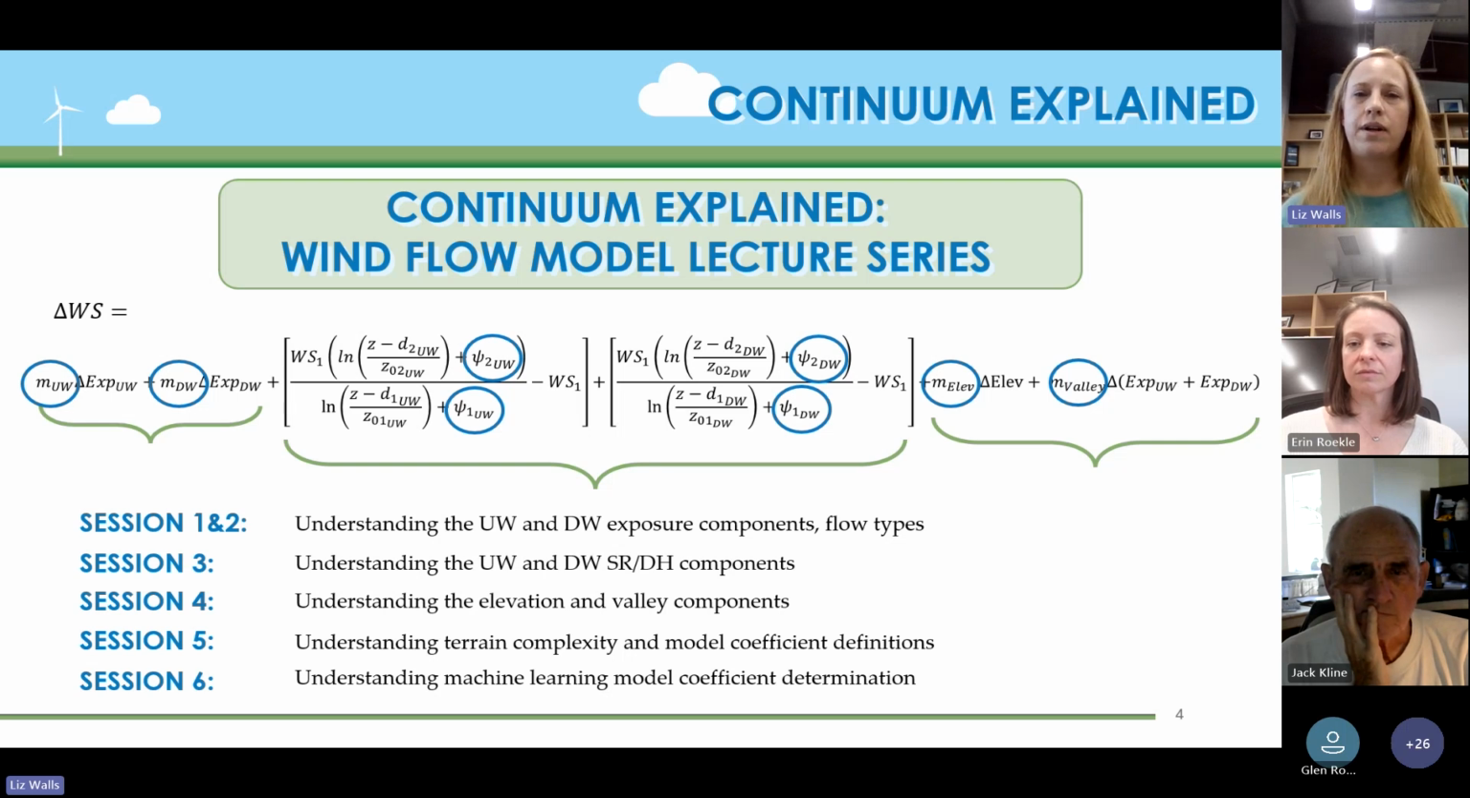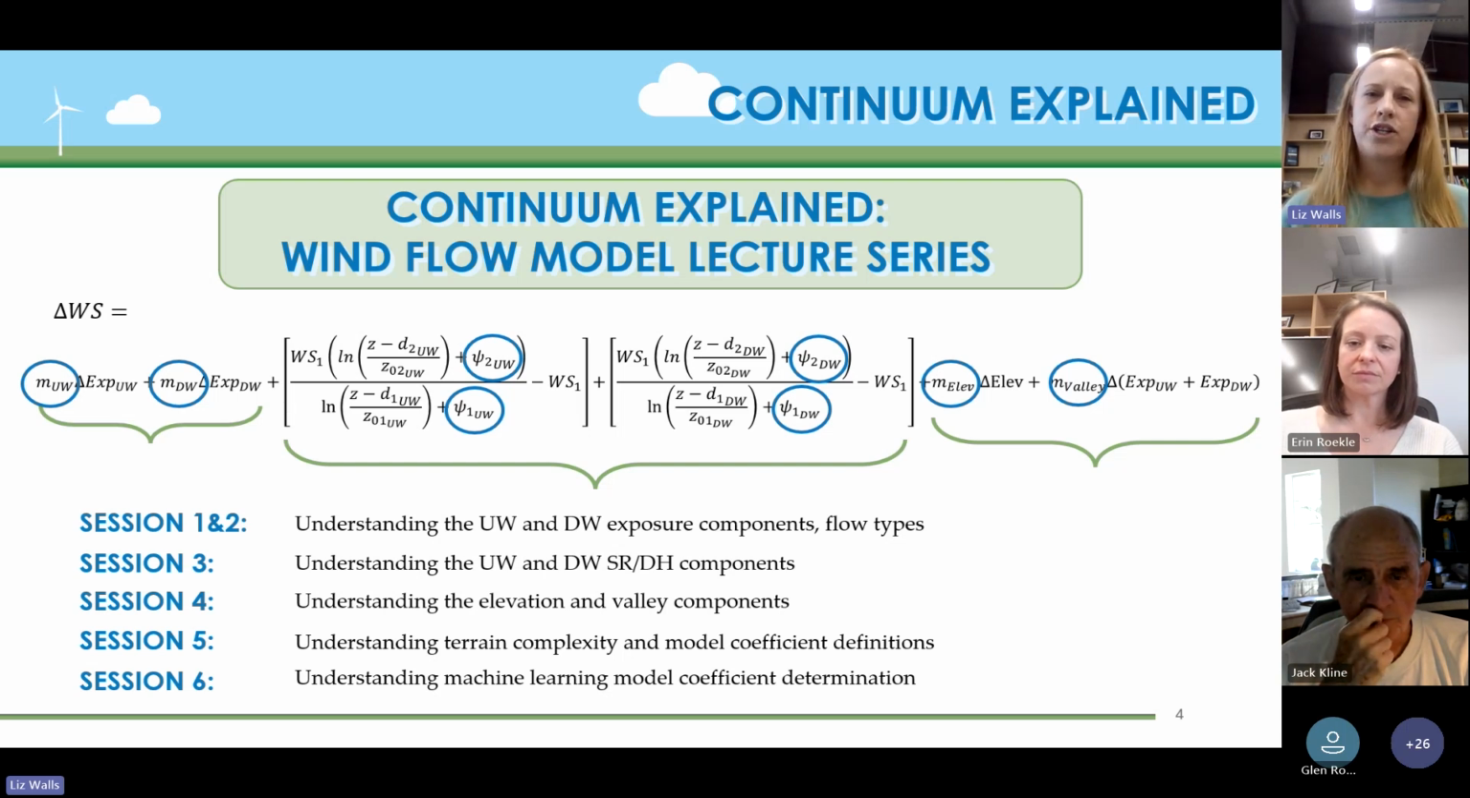This is based on a modified version of the log law, and it estimates the change in wind speed due to changes in the surface roughness and displacement height. Session 4 will cover the newly added elevation and valley flow components, which were added just last fall to the wind flow model. Session 5 will get into terrain complexity, how terrain complexity is quantified in Continuum, and how it is used to define the model coefficients in the model.